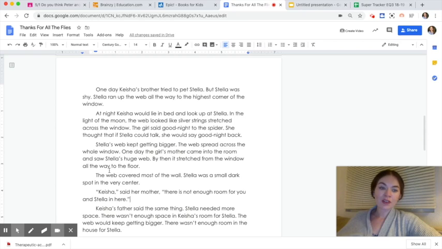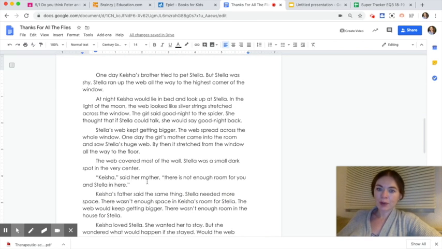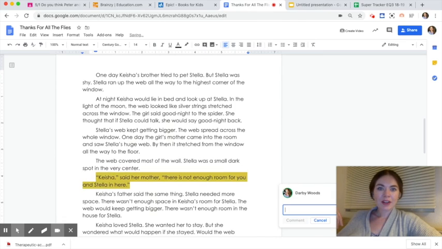We then know that this causes her mother to have a reaction. And this reaction might be a bit of a problem. She says there's not enough room for you and Stella in here. So if I had to think about that, that must mean that her mom is saying that Stella can no longer be in the room with her. This is a big problem. I am going to drag my mouse and add my comment.